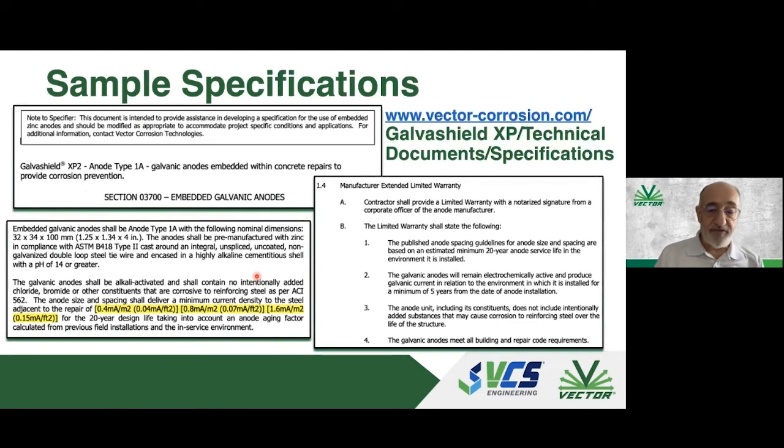And this is a sample specification. We've got it on the website. It gives you an example of what you're looking at. I've taken a few extracts from it just to show what sort of information you can find.